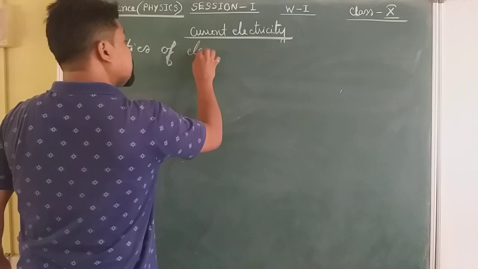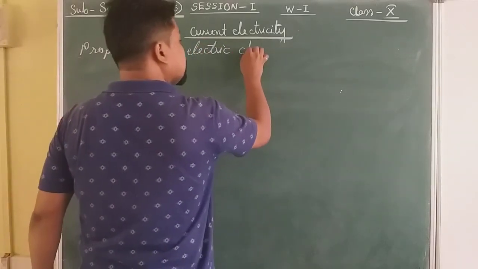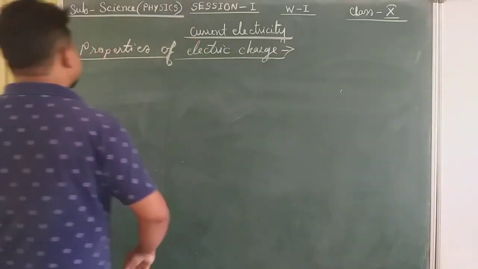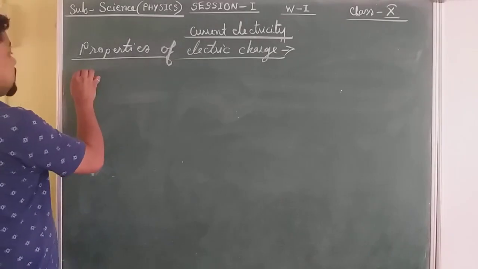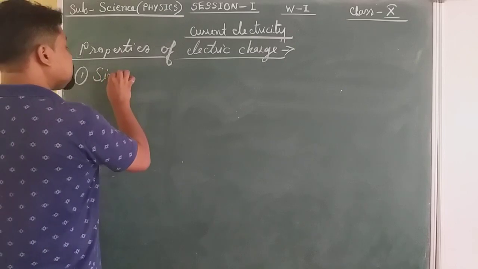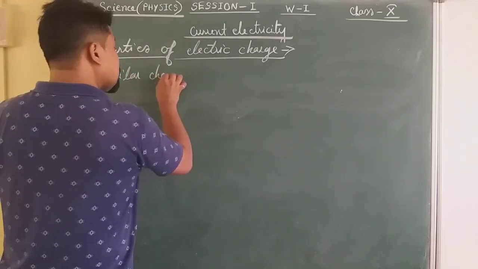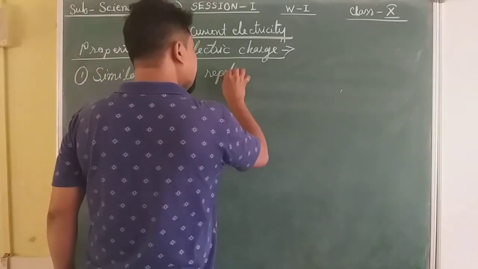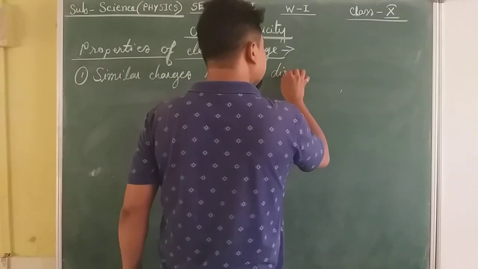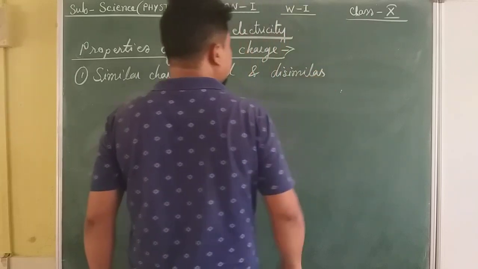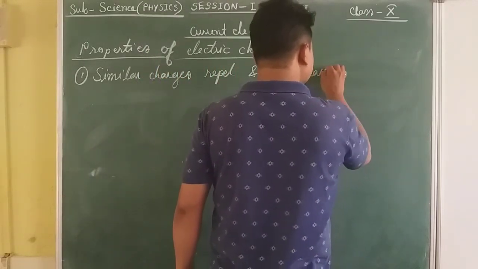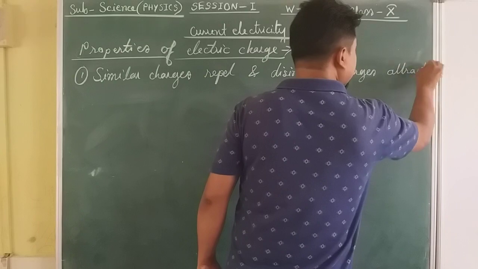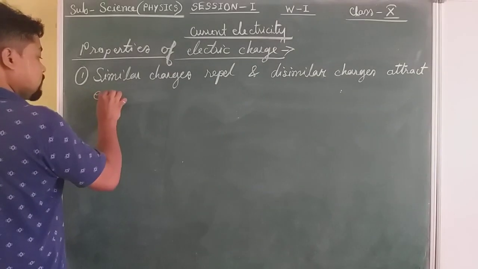Properties of electric charge. Number one, similar charges repel and dissimilar charges attract each other.